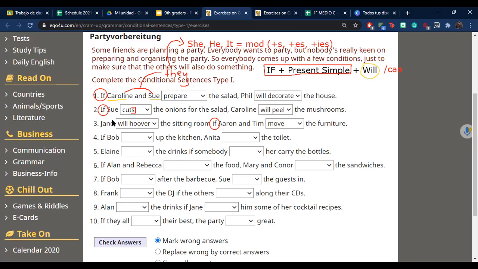¿Sí? Oh, por fin han respondido. Ok. Miss Vivado. Okay, Luciano, next one you here. What would you put? If Bob tidies or will tidy? Miss Vivado? Tidies? Tidies, yes. If Bob tidies up the kitchen, Anita? Cleans. This is the result. It's the result.